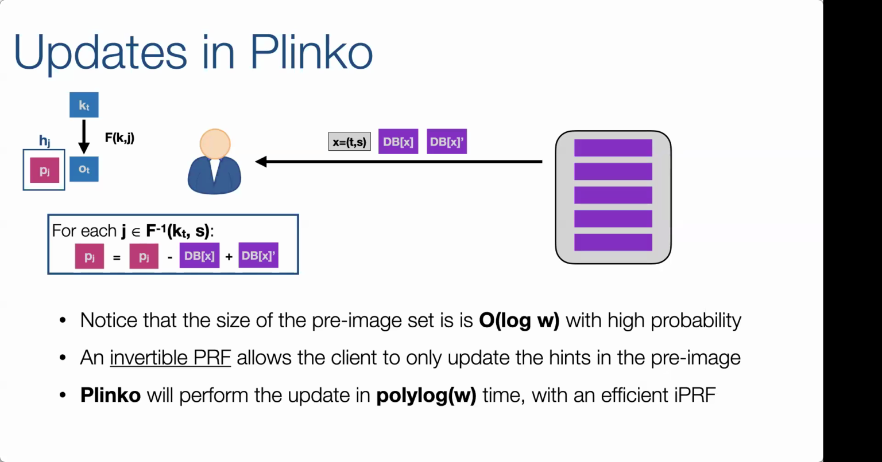And now we're only doing a for loop over the pre-image set. We just run the F inverse. We just loop over only those PJs. And these pre-images are going to be concentrated with high probability. All of these pre-images are going to be of logarithmic size. And so now we have what we want. We have polylog time updates.